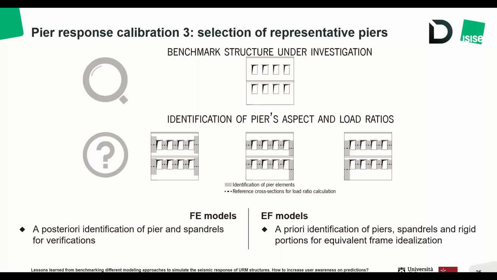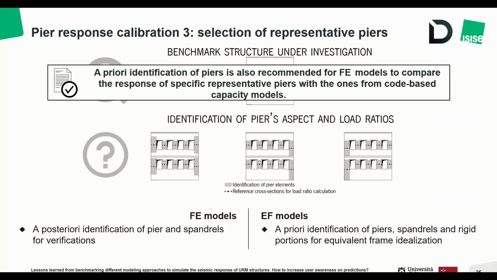Typically, this identification is done a posteriori in finite element models, for verification purposes, while in equivalent frame models it is done a priori because of the intrinsic equivalent frame idealization. But our recommendation is to identify a priori the piers geometry and the load ratio also in finite element models, to compare the response of specific representative piers with the ones from code-based capacity models.